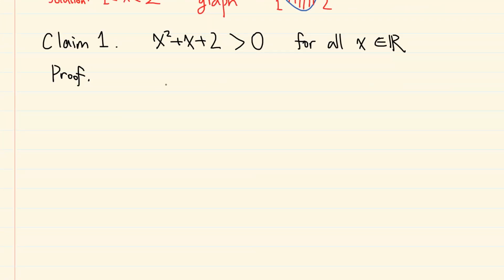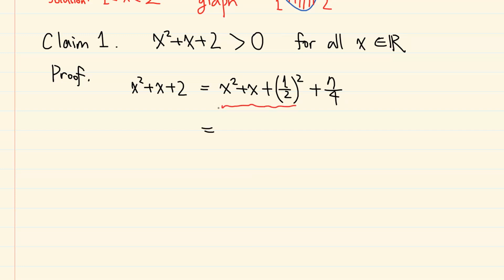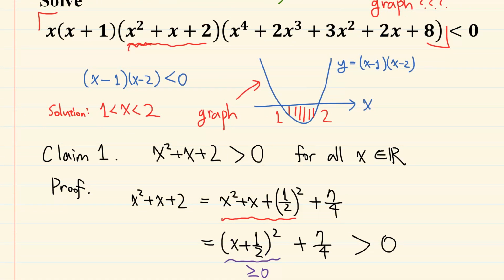We simply convert it into the vertex form of the quadratic function. So in order to complete the square, we write 1/2 squared here, and the remaining constant term should be 7 over 4. So this part is a complete square, x plus 1/2 squared. So we have x plus 1/2 squared plus 7 over 4. And since this part is non-negative, this entire thing is positive. This means that x squared plus x plus 2 does not affect the overall sign of the left-hand side, since it's always positive. So we wonder, can we say the same thing with the quartic expression?